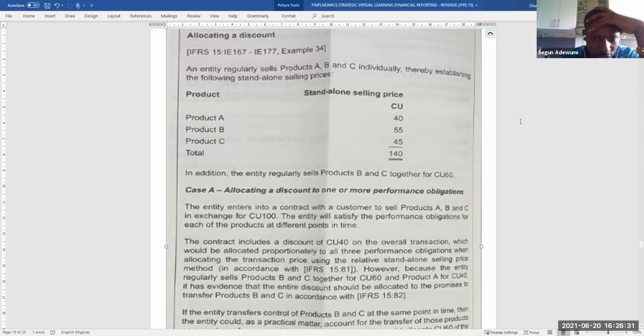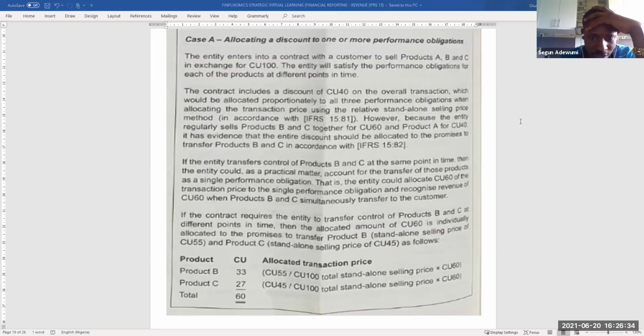If the entity transfers control of product B and C at the same point in time, then the entity could, as a practical matter, account for the transfer of the products as a single performance obligation. That is, the entity could allocate 60 CU of the transaction price to the single performance obligation and recognize revenue of 60 CU when products B and C simultaneously transfer to the customer.